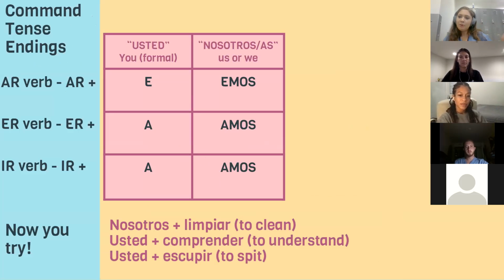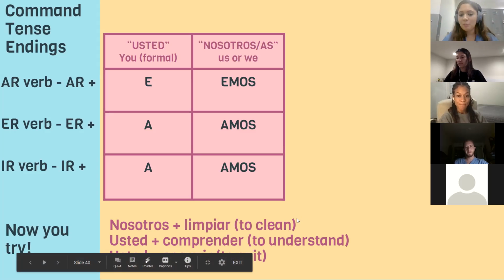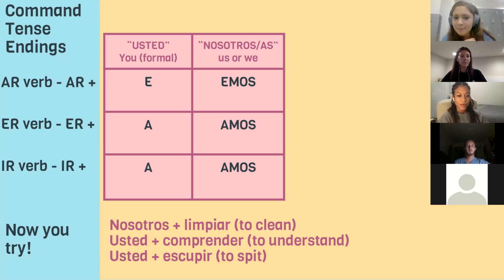Now here's the little table that you're gonna have to memorize. And also, I forgot to say this in the beginning, we're gonna send you these PowerPoints at the end of the presentation. So don't worry, you will have this. Now let's try to practice this. Can anybody tell me how to conjugate the first sentence? Nosotros limpiamos. Perfect, great job.